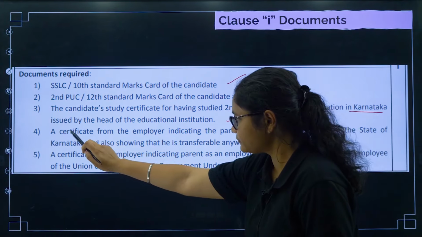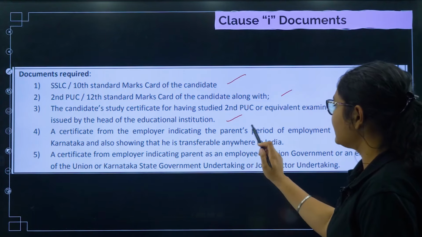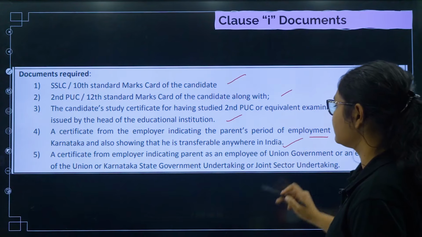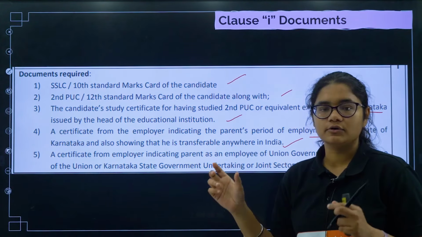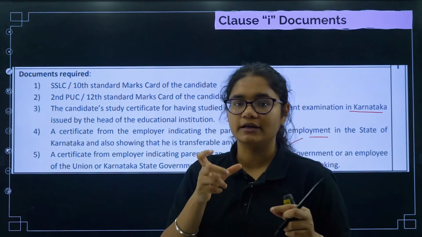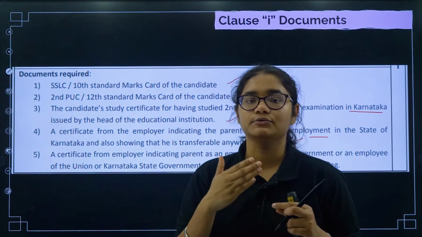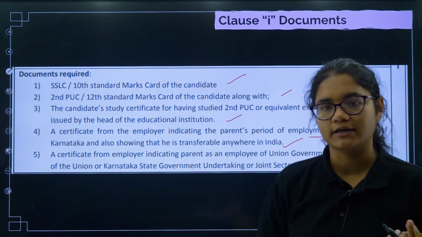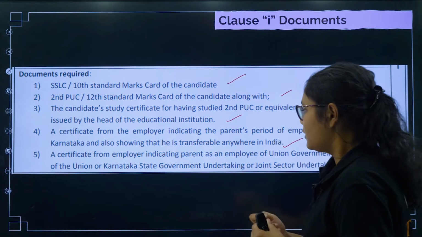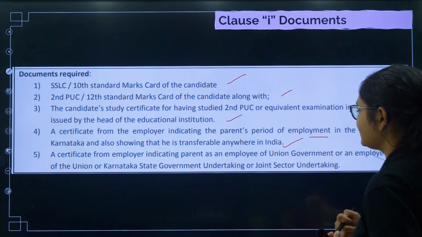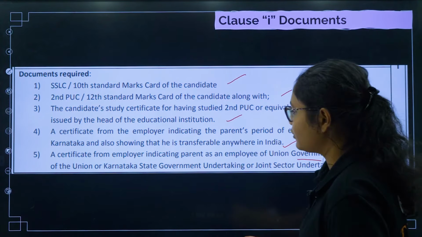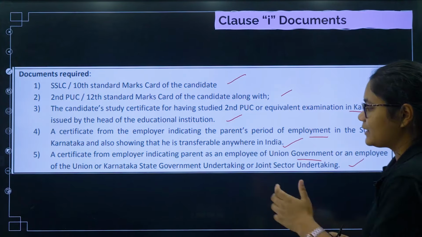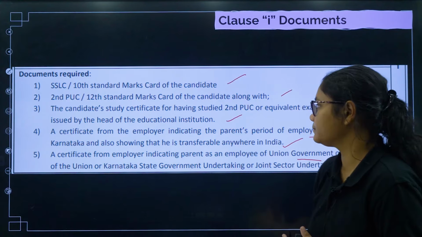Next, certificate from the employer indicating the parent's period of employment in the state of Karnataka and also showing that he is transferable anywhere in India. So again here also the time in which your parent has worked in Karnataka should be the duration in which you are in 11th to 12th. Those 2 years only, if your parent has worked in Karnataka, then you are eligible. Okay, certificate from employer indicating that the parent is an employee of union government or an employee of union or Karnataka state government undertaking or joint sector undertaking, that parent employee certificate should also be there.